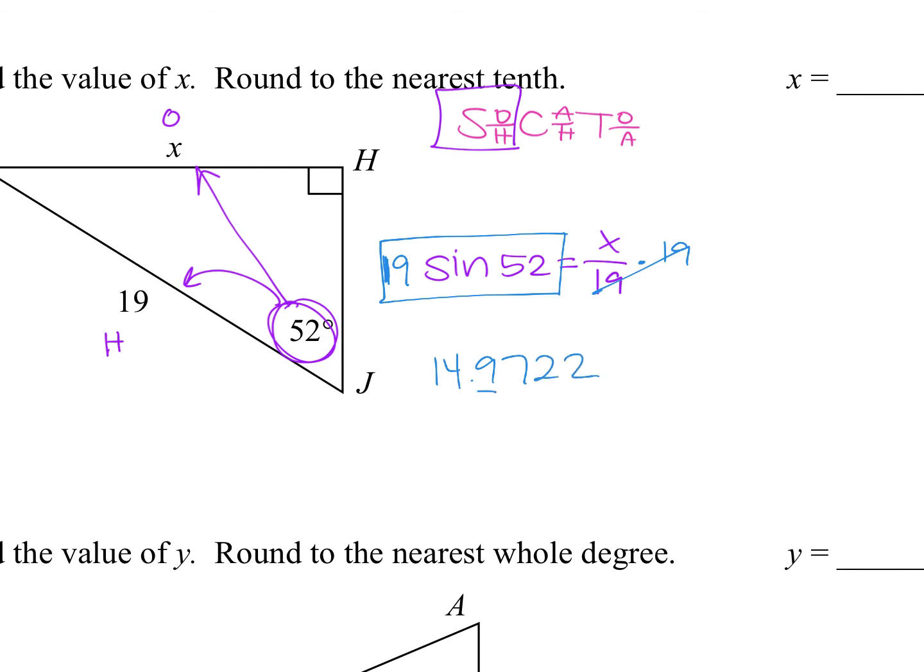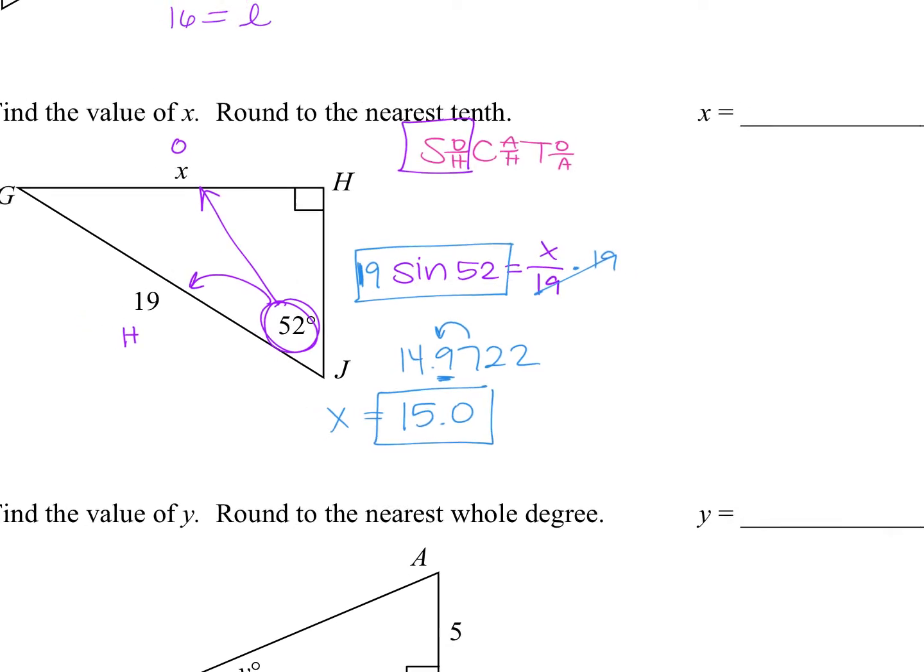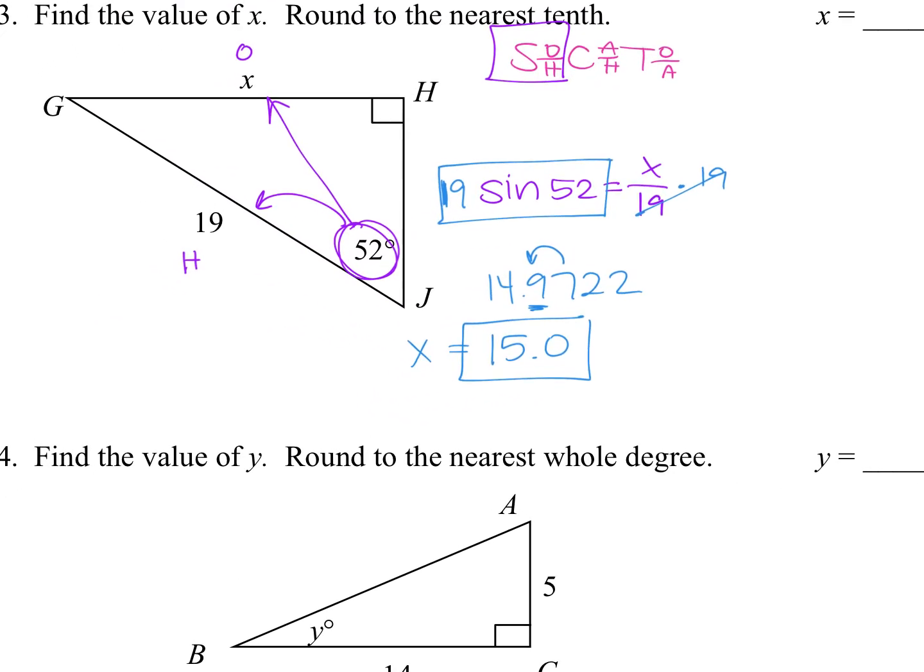To the nearest tenth, this 7 is going to bump that up to a 0. Once that bumps up to a 0, it actually bumps the 4 up to a 5, right? So just make sure when it says round to the nearest tenth, you should be getting 15.0 for that one. Questions on that? Are you good, Joey? Okay.